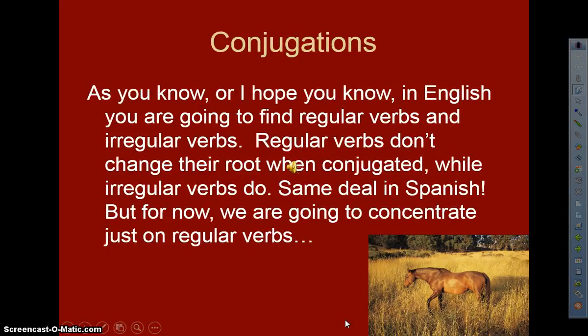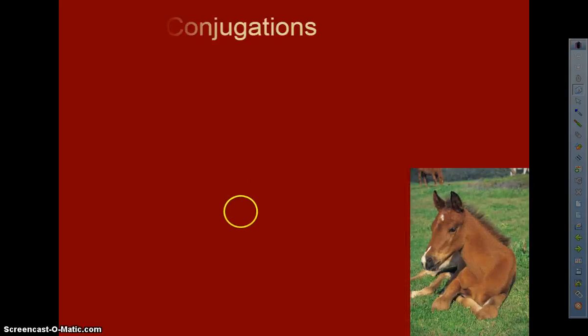So, in English, you're going to find regular verbs and irregular verbs, right? The regular verbs don't change the root, but the irregular ones do. Have you studied that in English? Anyone? No? Well, now you know it. It's going to be the same thing in Spanish, but for right now, we are only going to concentrate on the ones where the root does not change.